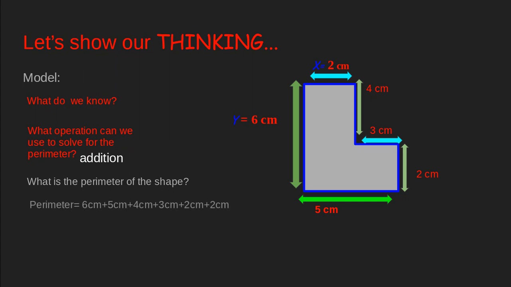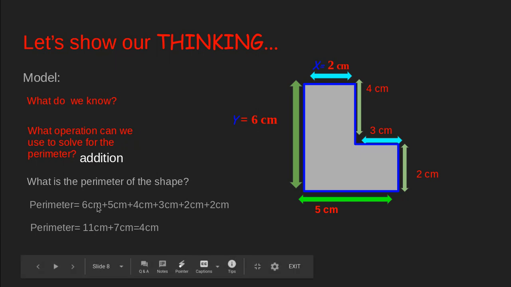Okay, so here is my equation. I decided to take it by steps. So here are all my side lengths. Then I decided to add 6 plus 5, which gave me 11. 4 plus 3, which gave me 7. And I have 2 plus 2, which equals 4. Not equals 4, but that should be an addition sign. It should be 11 centimeters plus 7 centimeters plus 4 centimeters.